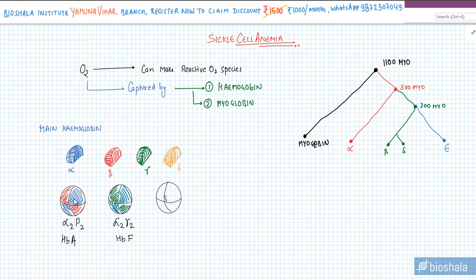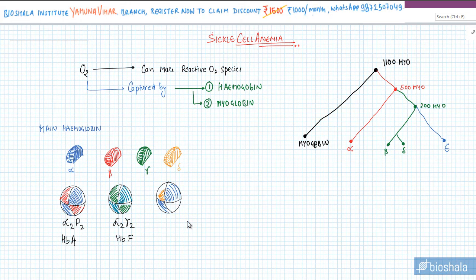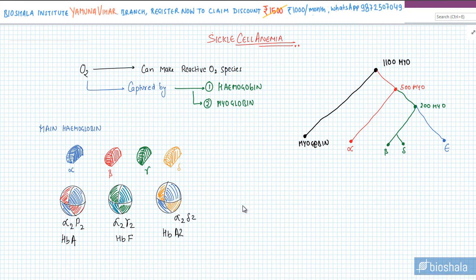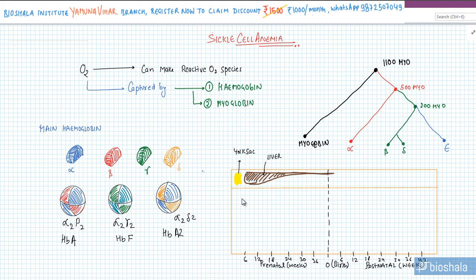The scenario changes as we take birth, and after some weeks we start to make more hemoglobin A as compared to hemoglobin F. There is a slightly different version of HbA, known as HbA2, which can be made from 2 alpha and 2 delta chains. Apart from that, consider the child taking birth. Bone marrow is the position in which erythropoiesis, the formation of all different kinds of blood cells, takes place.